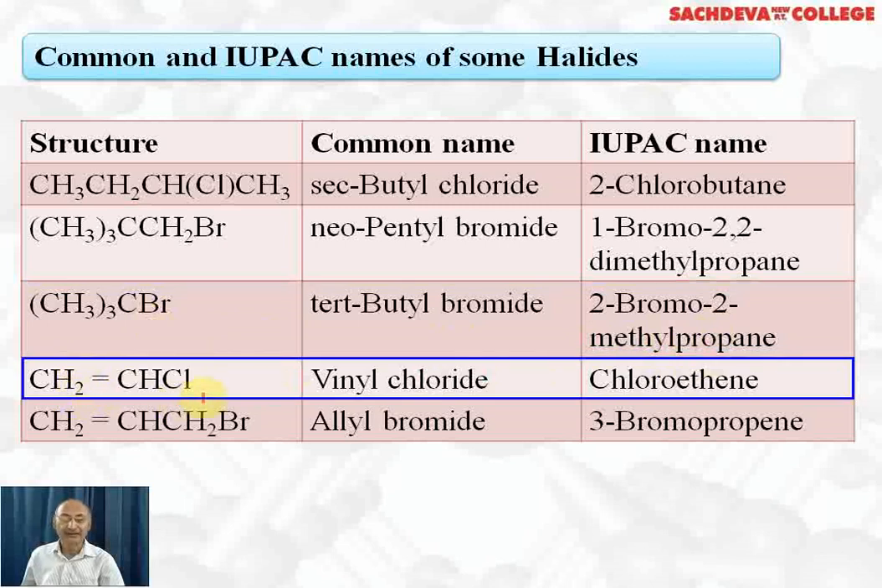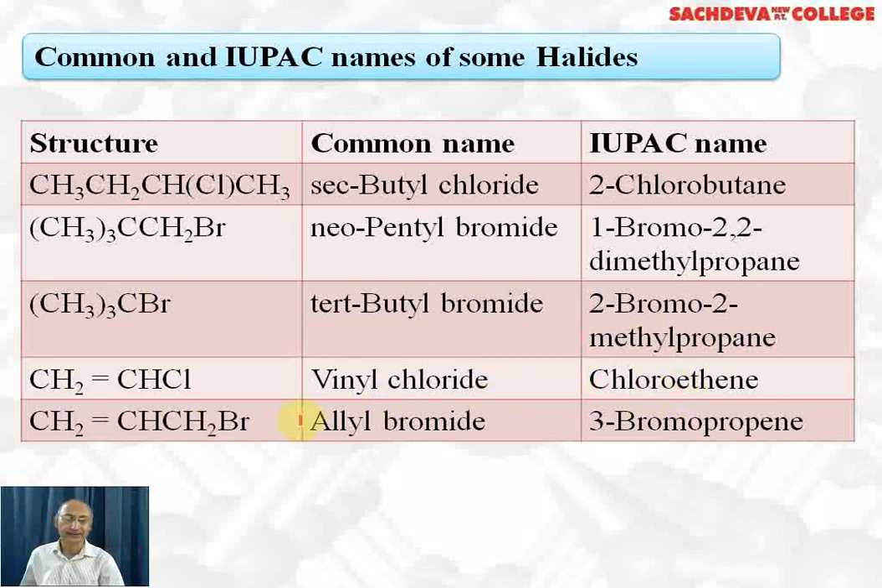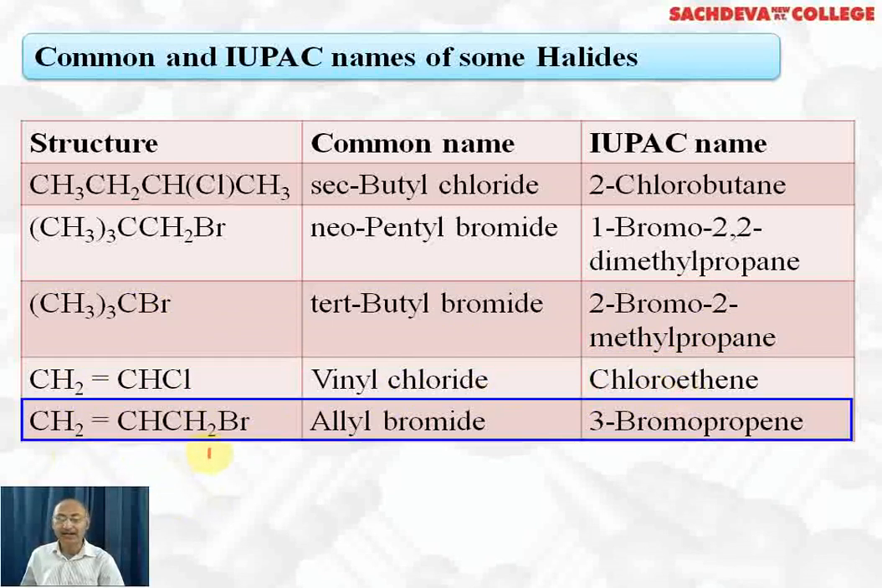This is vinyl chloride. Vinyl chloride is the common name. The IUPAC name will be chloroethene. And this compound is called allyl bromide. Whenever you have CH2=CH-CH2Br, that is an allyl group. We call it allyl bromide. Here remember, double bond is preferred over halogens. So this will be first carbon, second carbon, third carbon, and 3-bromopropene is the correct IUPAC name.